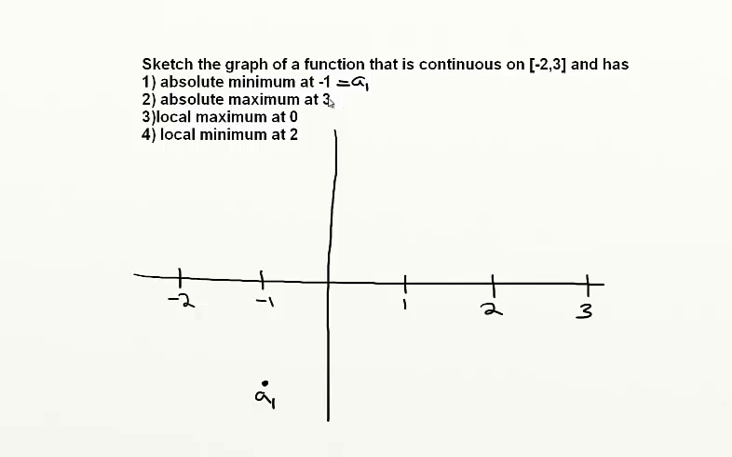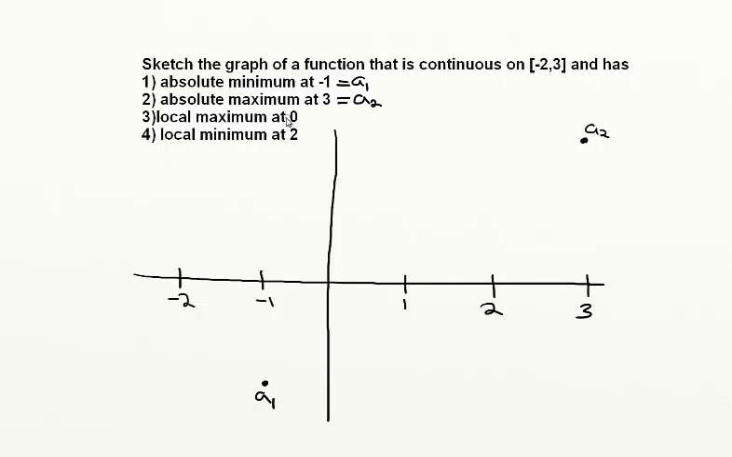Then our absolute maximum we're going to call point A2, and that's going to be at 3. So when we hit x equals 3, there's some point up here, call it A2, and that's going to be the highest our function ever goes in this interval. So now all the other values we have need to be between those two heights. Okay, so we can't go any lower than A1, we can't go any higher than A2.